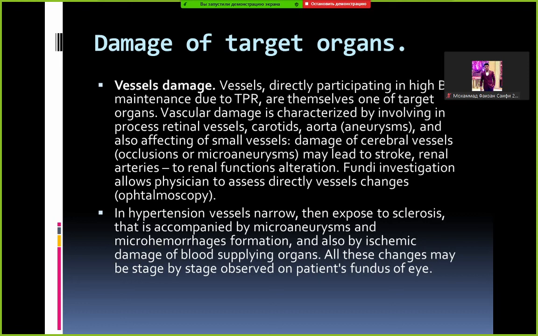Fundi investigation allows physician to assess directly vessels changes during ophthalmoscopy. In hypertension, vessels narrow, then exposed to sclerosis, that is accompanied by microaneurysms and microhemorrhages formation, and also by ischemic damage of blood supplying organs. All these changes may be stage by stage observed on patient's fundus of eye.